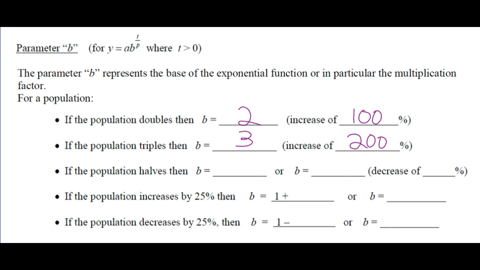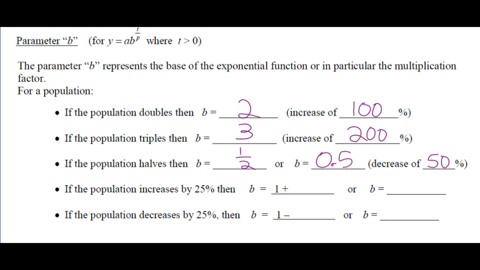If the population halves, then b is equal to 1/2, or b is equal to 50%, and that's a decrease of 50%. Okay, sorry, that would be 0.5. And a decrease of 50%. Yeah, convert, so fraction to decimal to percent, right? To get a decimal to percent, just multiply by 100.